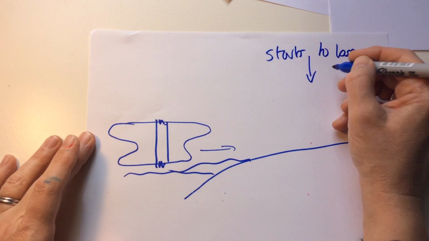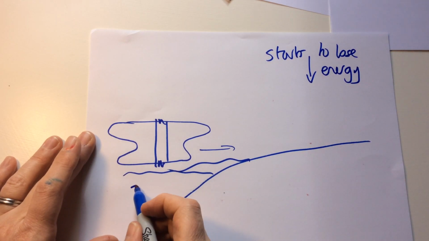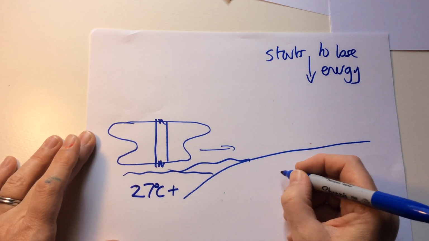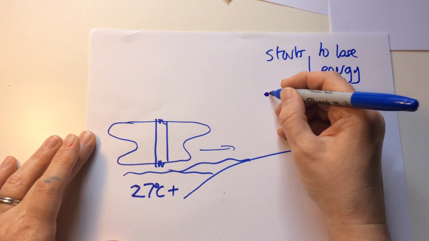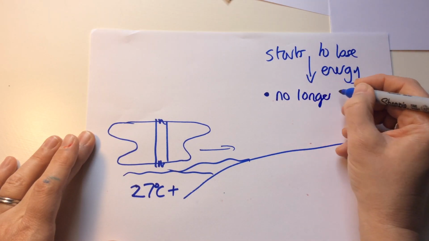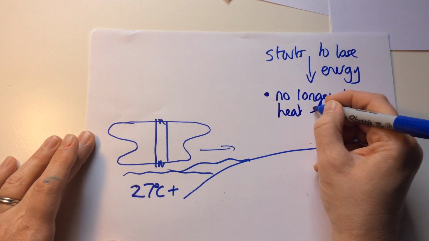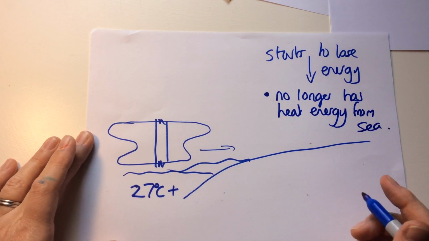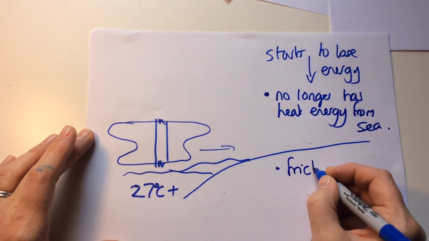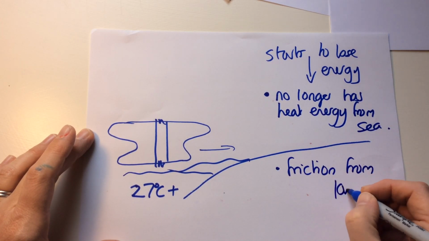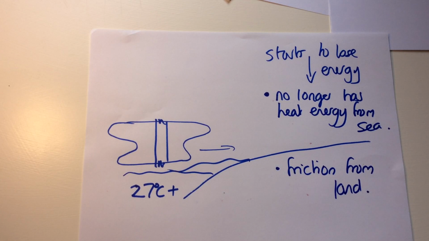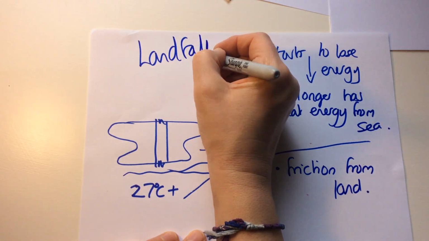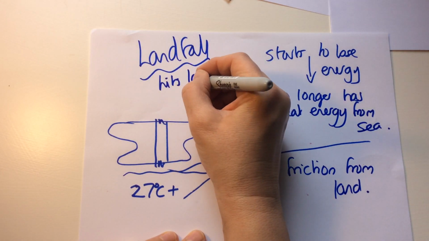As it hits land, when it gets here, it will start to lose energy, and there are two reasons why that might be. The biggest one is that it's now on the land, which is much cooler. So it starts to lose energy because it no longer has heat energy from the sea. Okay, number one. Number two, friction from the land. So if it's going over mountains or hills, that friction will stop it moving. And this is called when it makes landfall. And that means when it hits land.